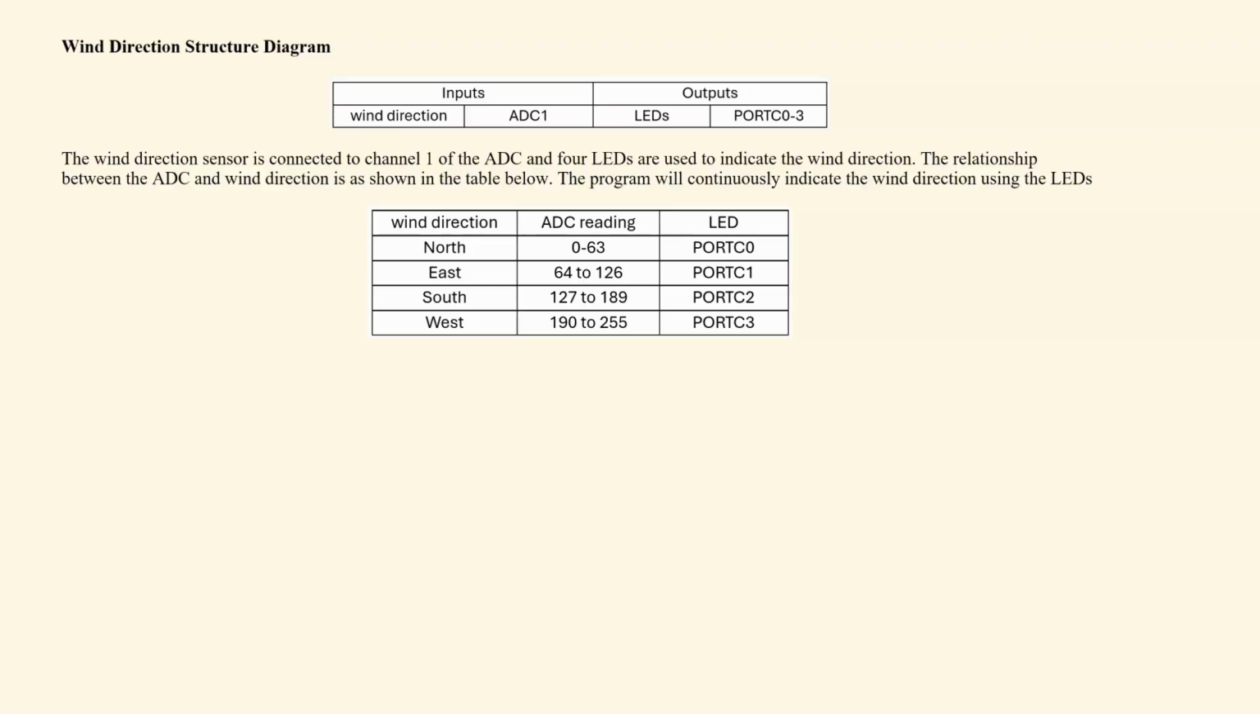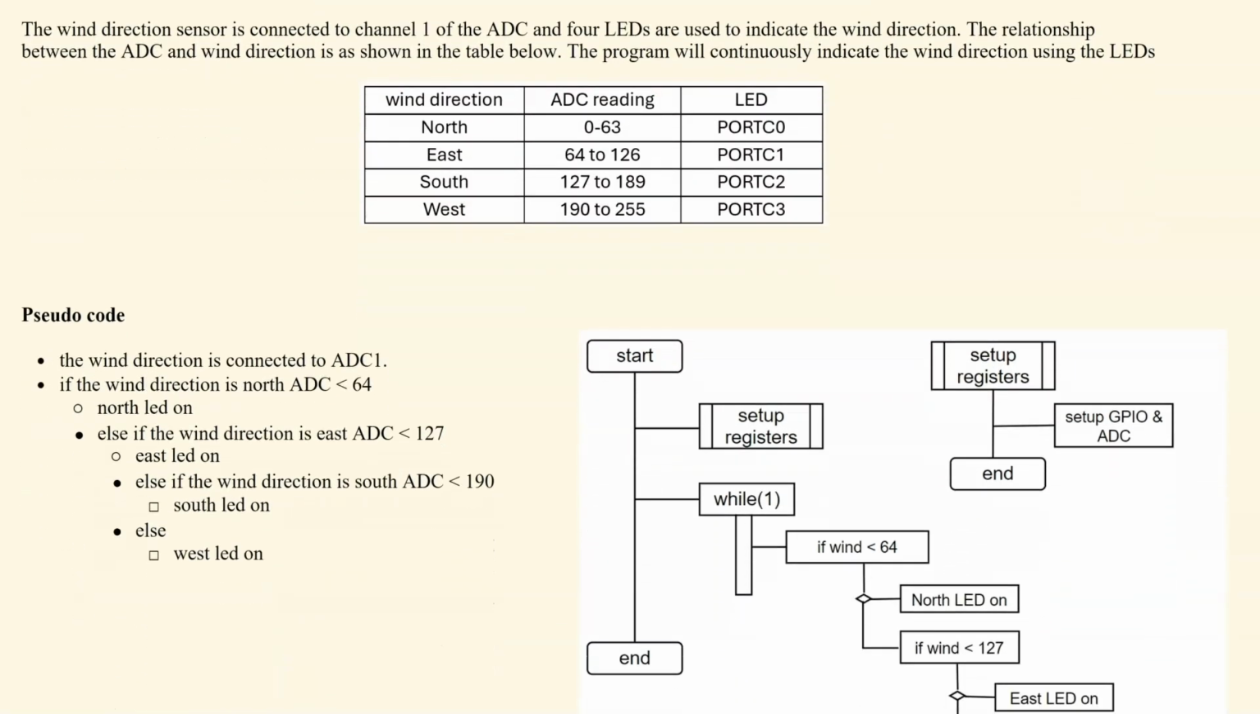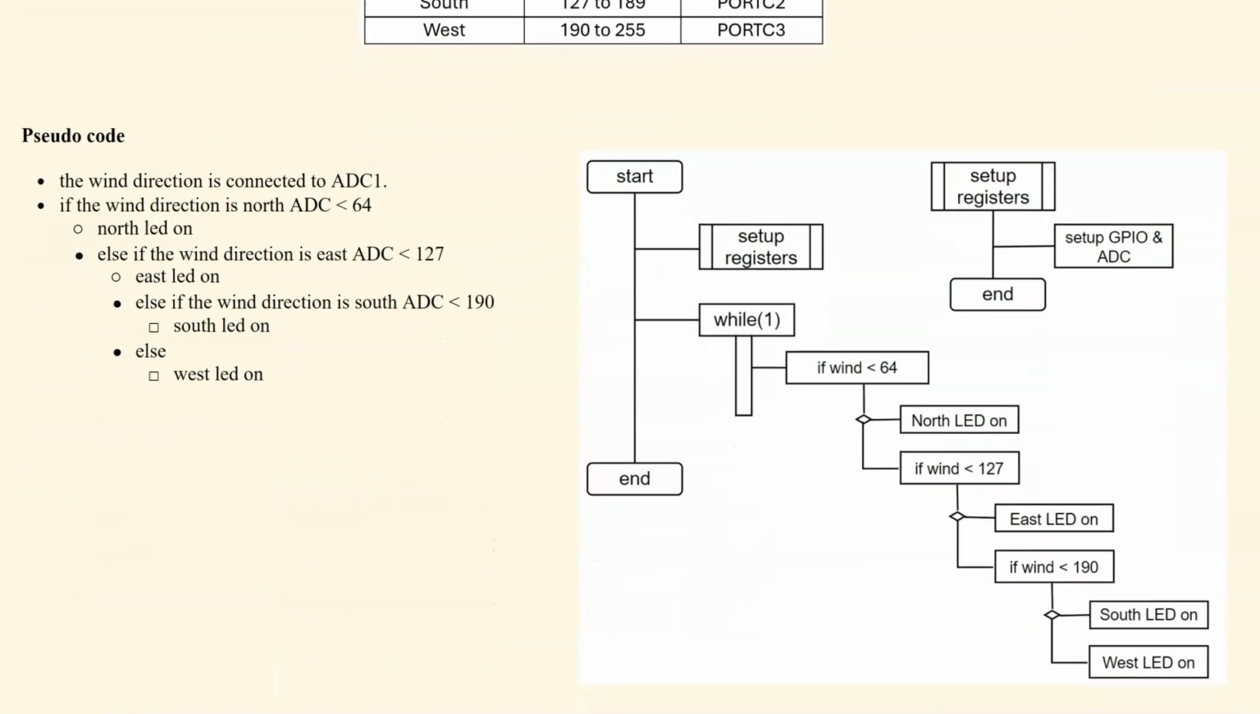This problem is a wind direction indicator. Read the problem and then pause the video and write the pseudocode and the structure diagram. So pause the video now. I have written the pseudocode and the structure diagram for this problem, and it involves an if-else ladder. Now pause the video and write the C code in Microchip Studio.